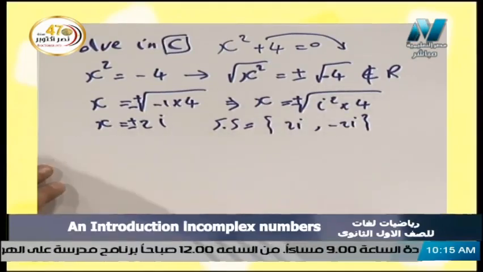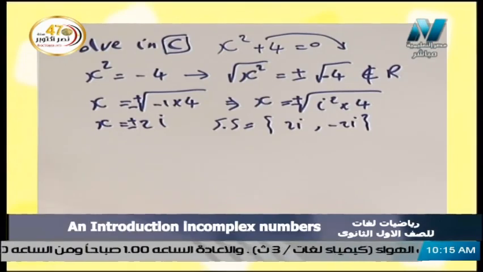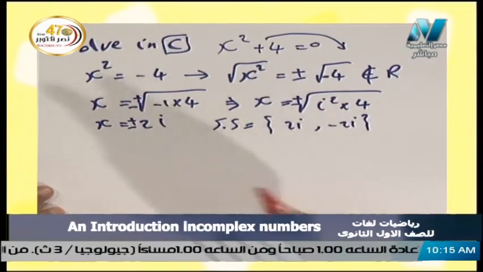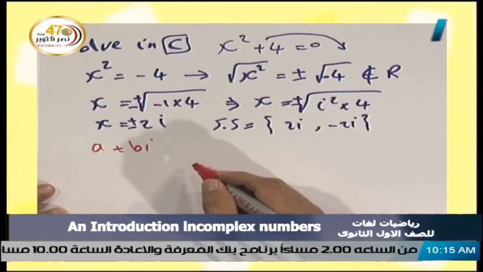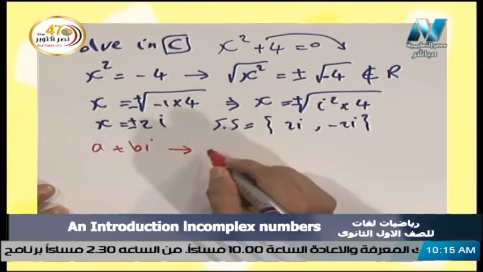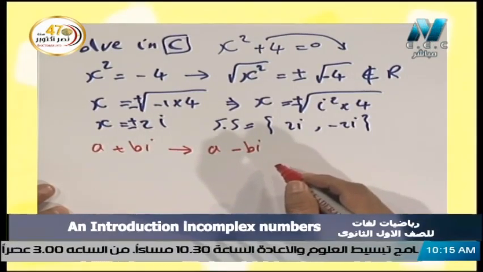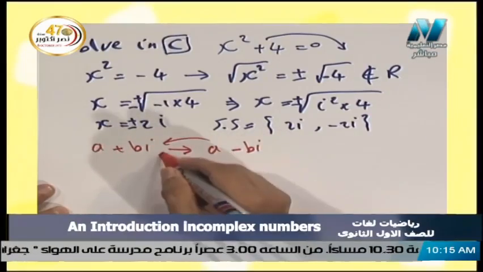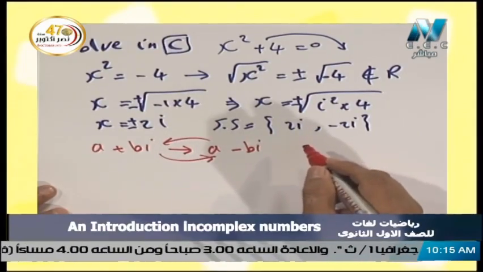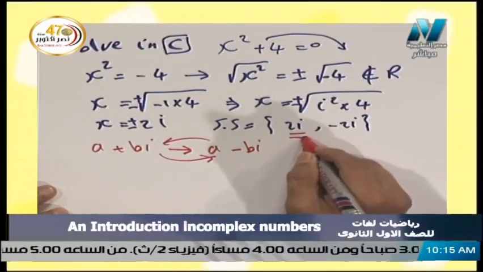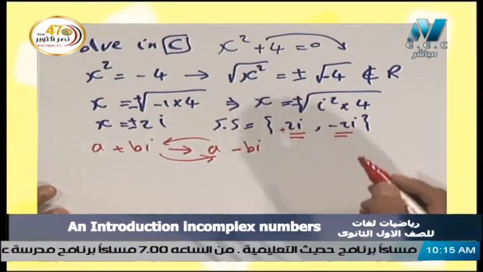And pay attention to something very important: 2i and negative 2i are conjugates. What about conjugate numbers? We know a plus bi is a complex number, and a minus bi is another complex number, but it is the conjugate of this number, and this number is the conjugate of this one. So the two roots of a negative square number in complex numbers must be two conjugates, one of them positive 2i and the other negative 2i.